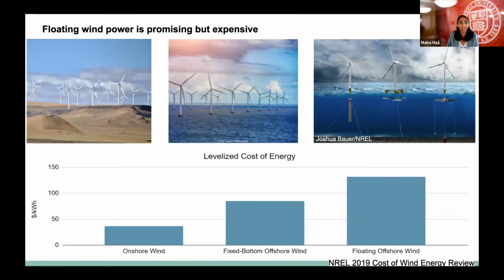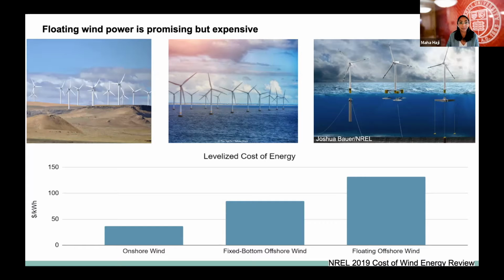Wind turbine technology has evolved over the years from onshore wind farms to commercial fixed bottom offshore wind farms to floating platform concepts, which are being tested at the prototype and small farm stages. Shown here from left to right are pictures of each of these different technologies.